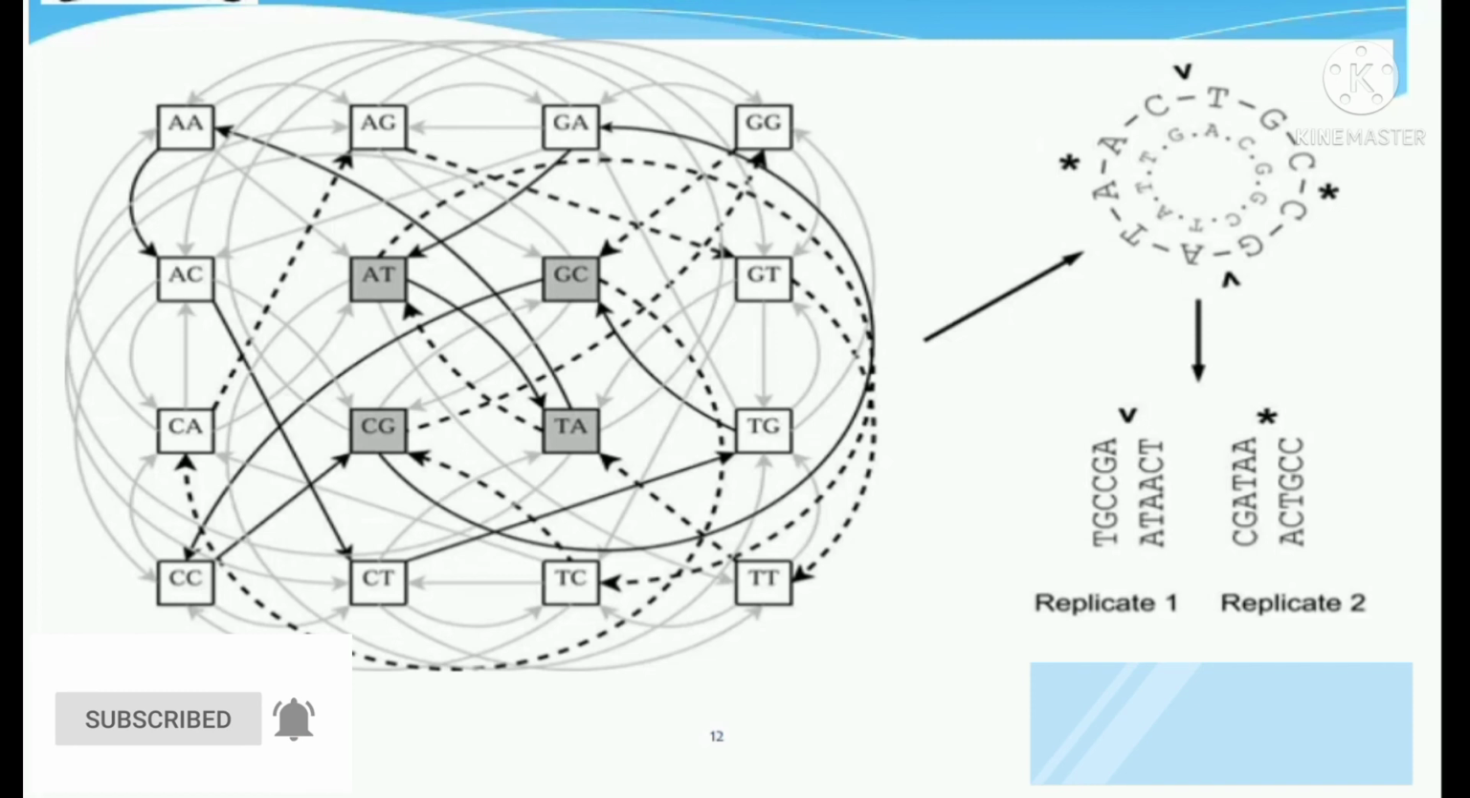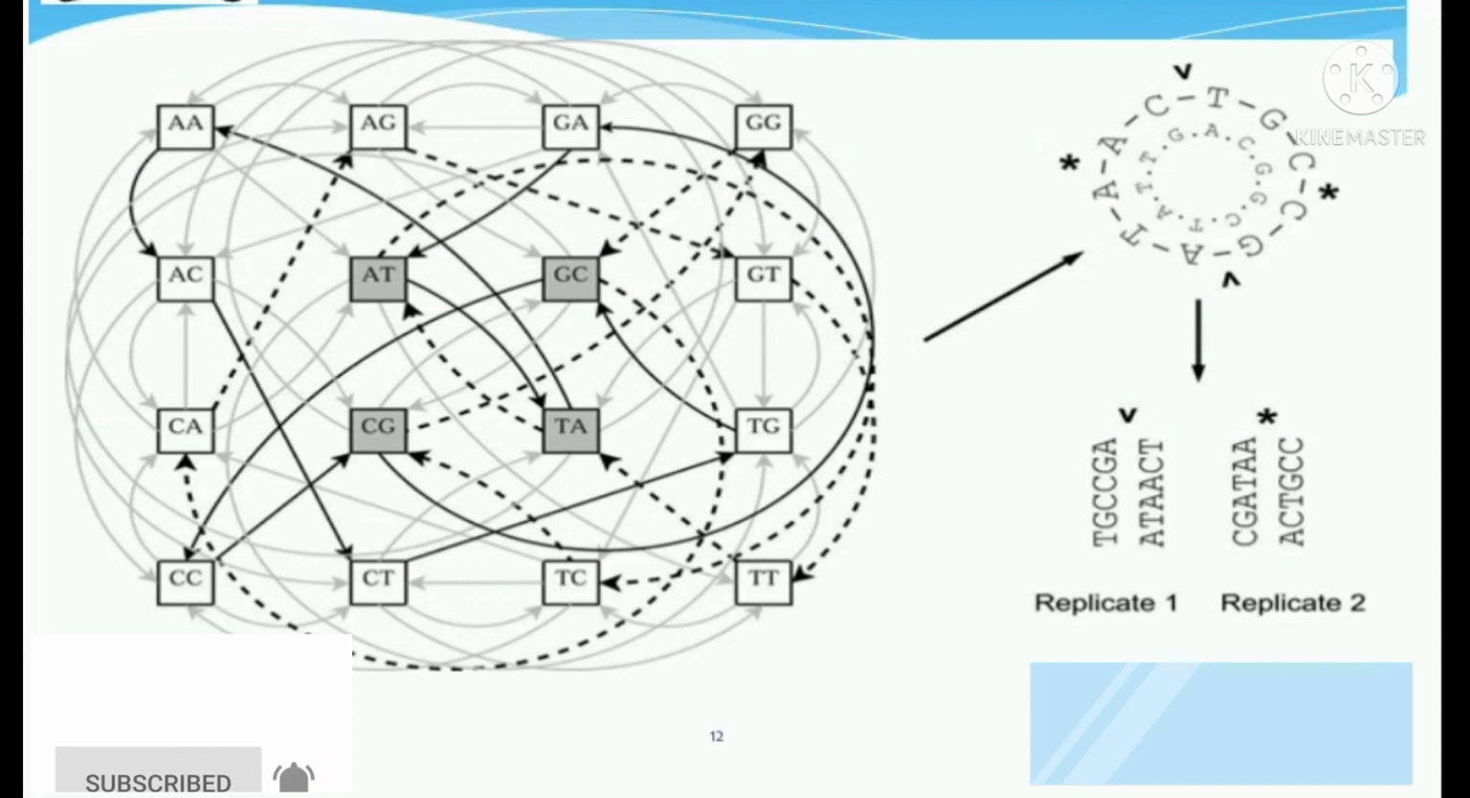Next, this is the graph. This is a de Bruijn graph for all possible doublets. We can see the example with the letters. We can form the letters AA, AG, GA, GG, AC. In the dark line, at the center, we have AT, CC, again CG, TA.